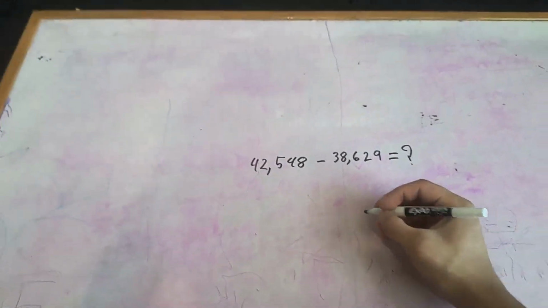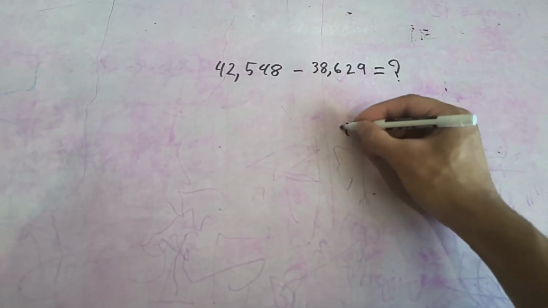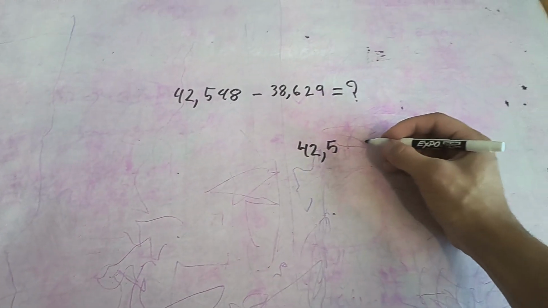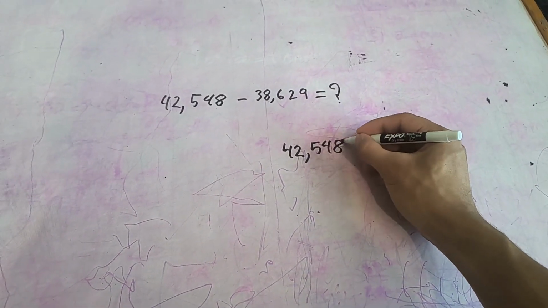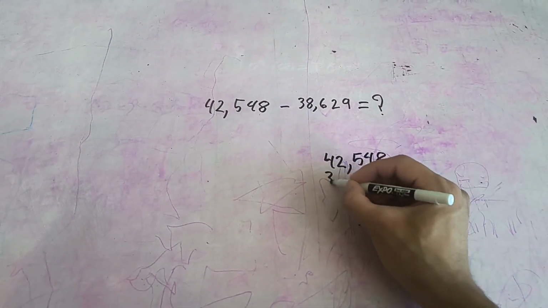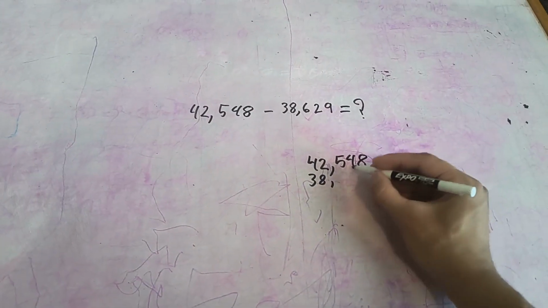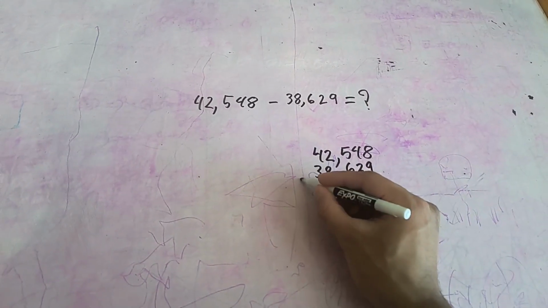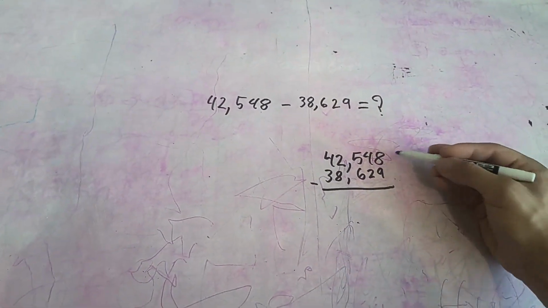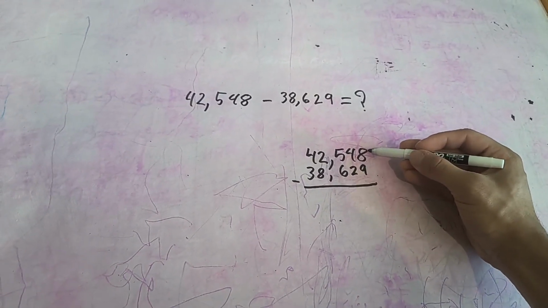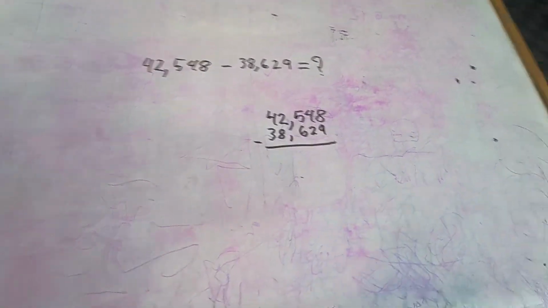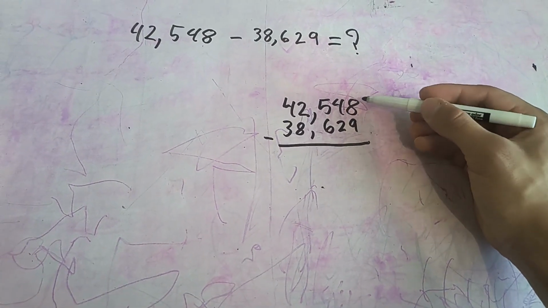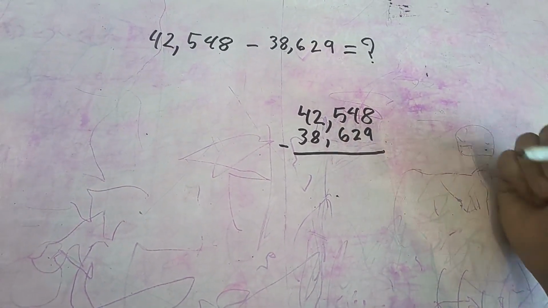Okay, the way you set that up is that you put the top number, the larger number on top: 42,548. This is the larger number, and then you put the smaller number on the bottom, which is 38,629. And you write the line right here, and there's a little subtraction sign. Okay, and then you start at the ones place, and you subtract the bottom number from the top number. Now, we have a problem right here. 9 is larger than 8, so we can't exactly do 8 minus 9.